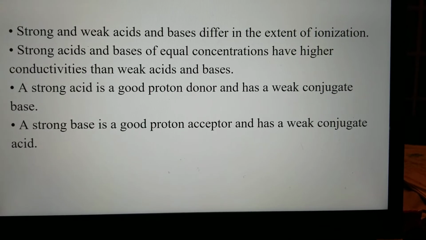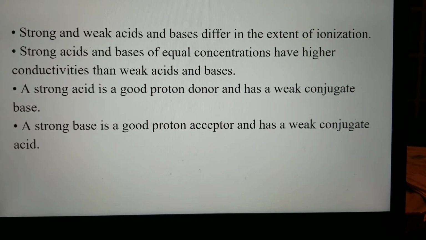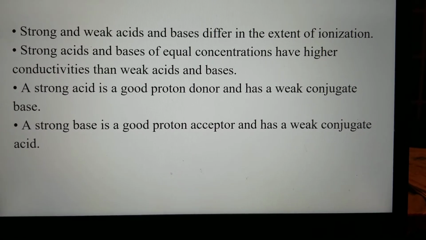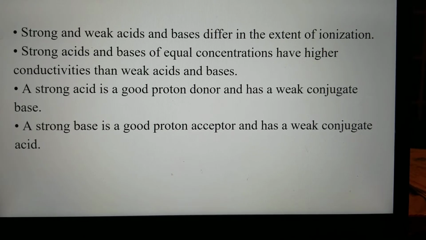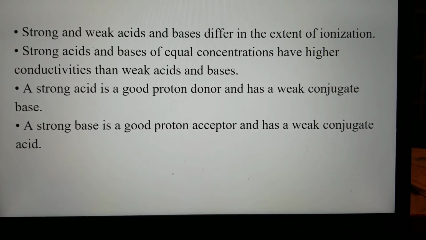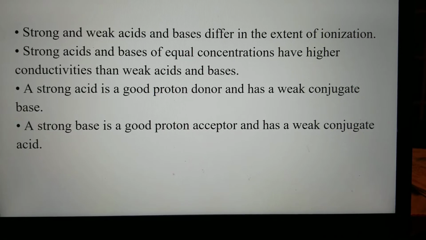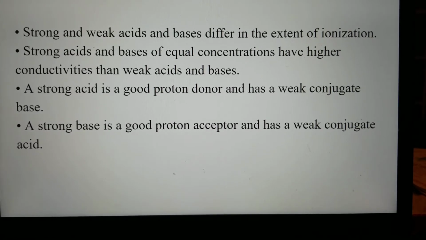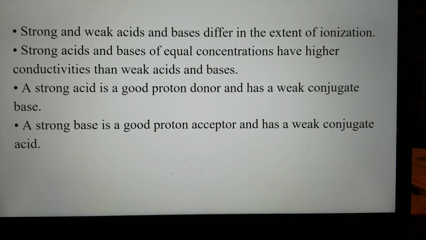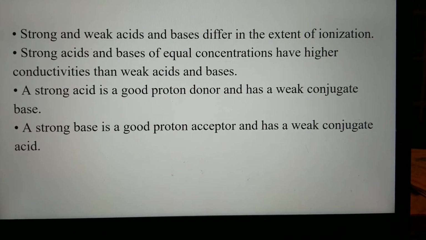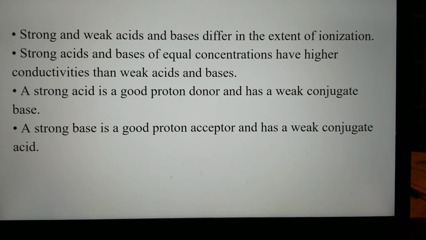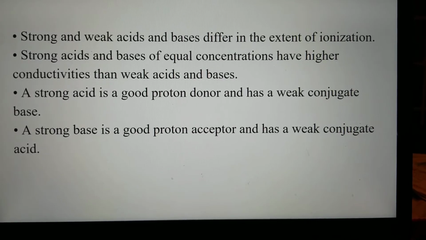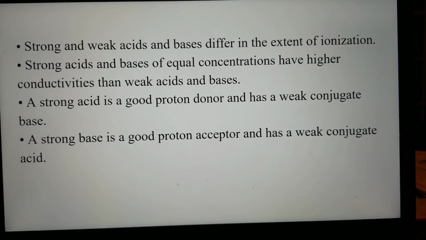If it's a strong acid or a base, then they're going to have higher conductivities than weak acids and bases. So if they are able to dissociate a lot, then they're going to be strong conductors. And if they are not able to dissociate a lot and they have only a little bit of ions, then they're going to be weak, in which case they're not going to be good conductors of electricity. A couple things to know. A strong acid is going to be a good proton donor, and it's going to have a weak conjugate base. And a strong base is going to be a good proton acceptor, and it's going to have a weak conjugate acid.